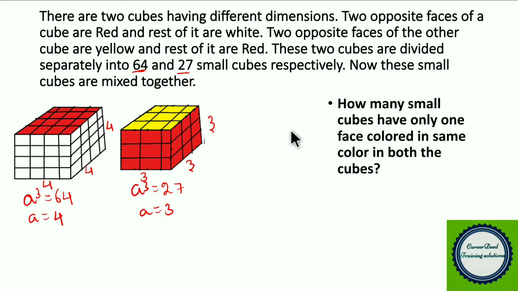Now our first question is how many small cubes have only one face colored in the same color in both the cubes? If you take both the cubes, which color is the same? Only red color is the same. See, in red color also we have to find the cubes which are painted on a single face. So it is really simple. We are going to follow the same protocol that we discussed in the previous session. That is (x minus 2) the whole squared into the number of faces.